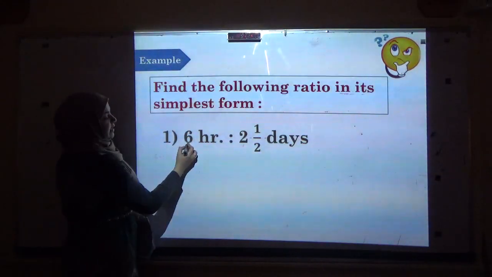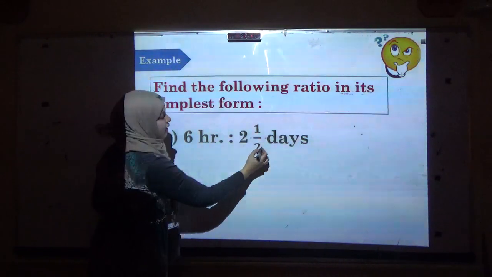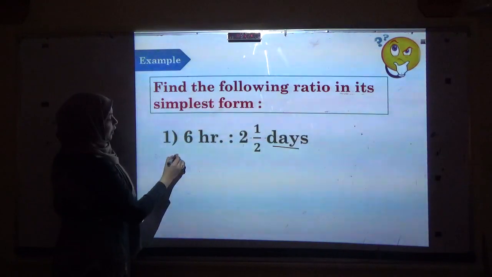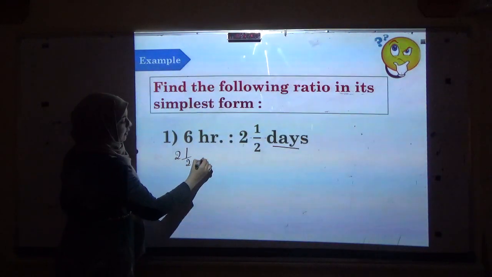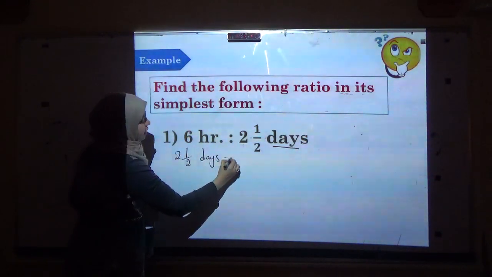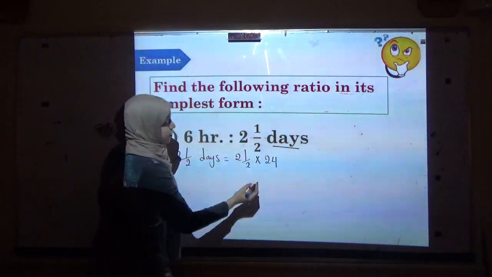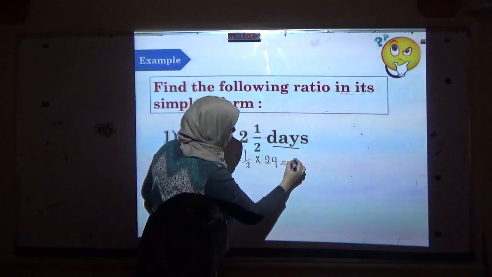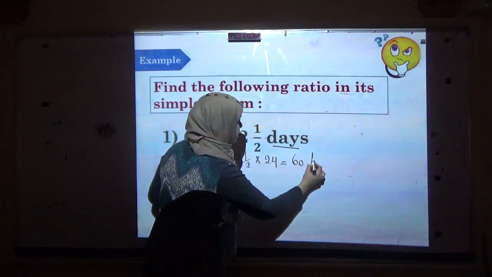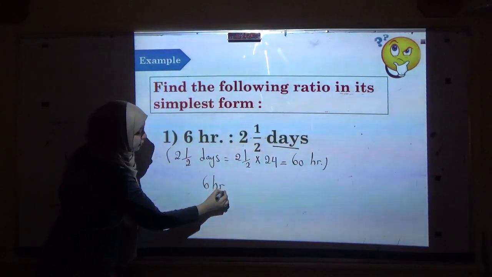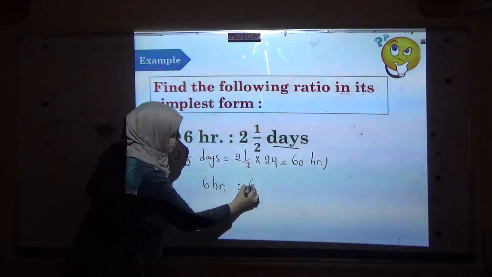Here, simplify 6 hours to 2.5 days. Convert days to hours by multiplying by 24. So 2.5 days equals 2.5 multiplied by 24. Use your calculator to find the result. It equals 60 hours. So 6 hours to 60 hours.